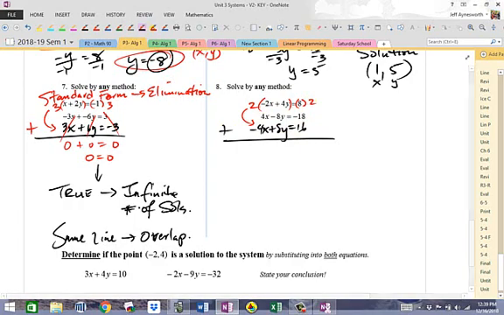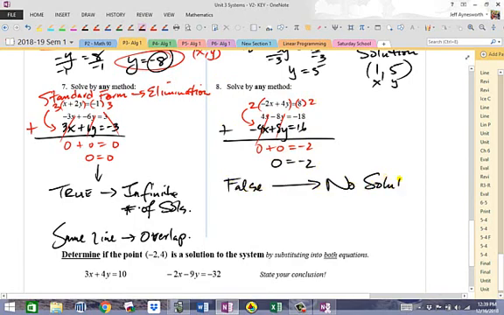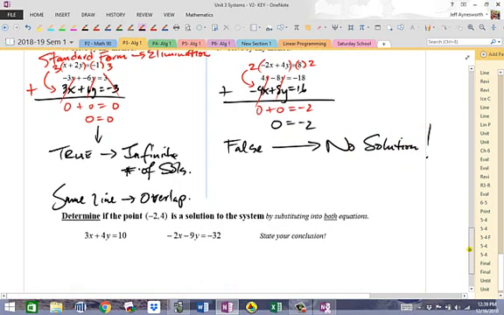Now when I combine equations here, you got to be careful. These are 0, these are 0, but these are not. Okay, -18 and 16 is -2. And I don't know about you guys, but 0 is not equal to -2. This is false, all right, which means no solution to the system. Okay, that's all there is to it.